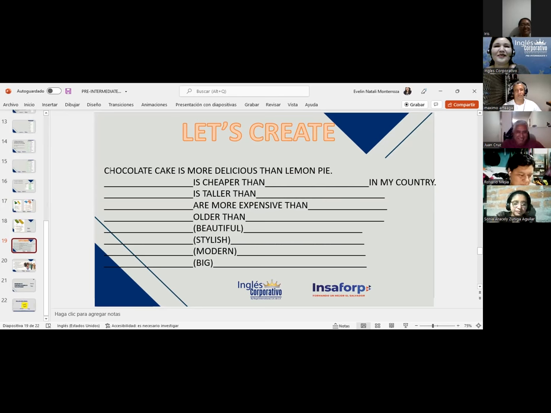Bread is cheaper than tortilla in my country. Very good. And the second one? San Salvador is more modern than San Miguel. Very good.